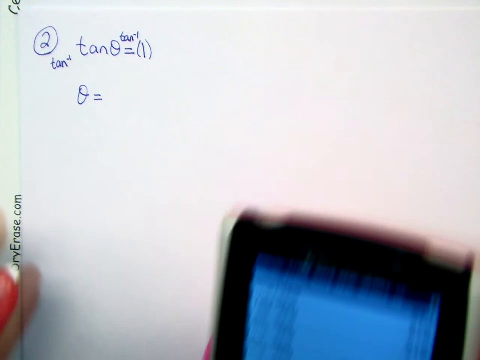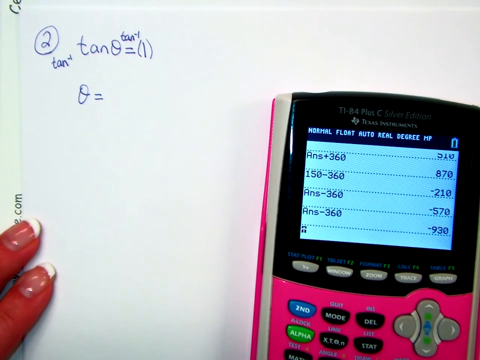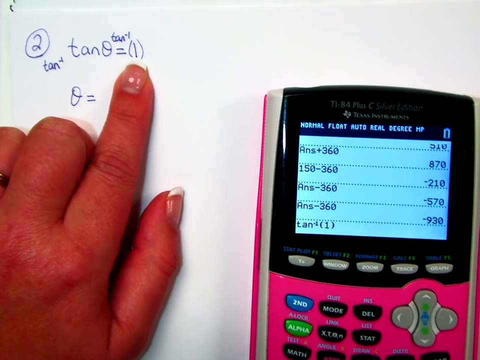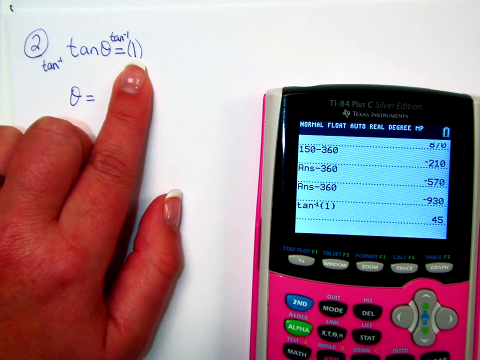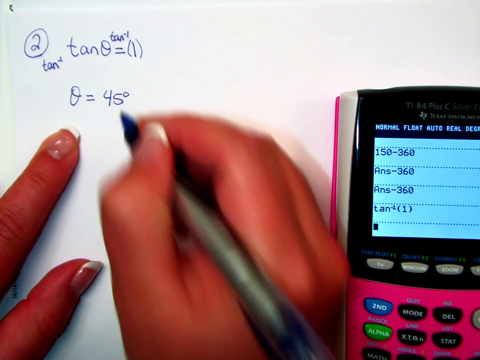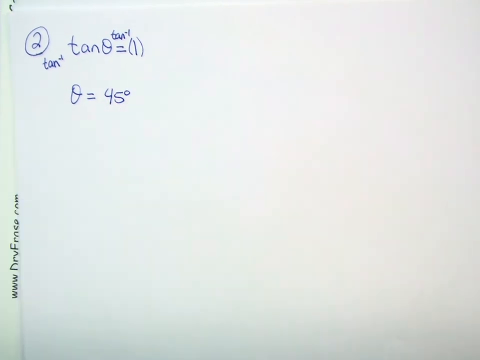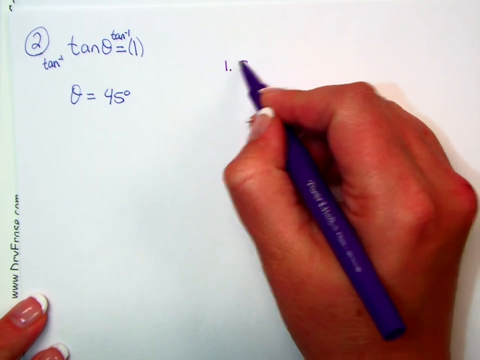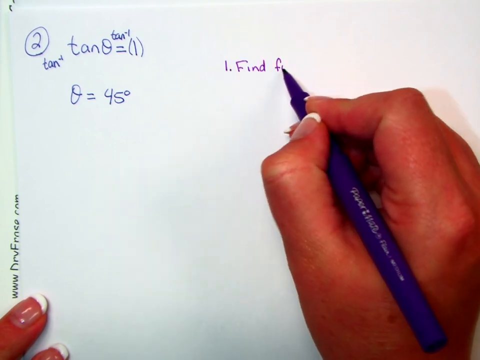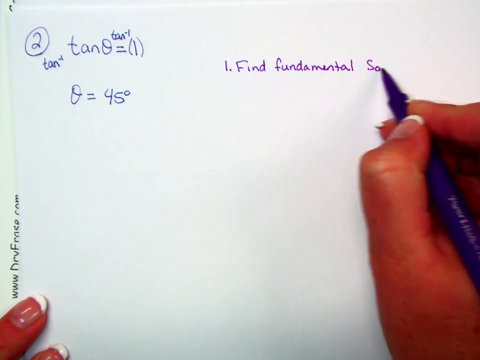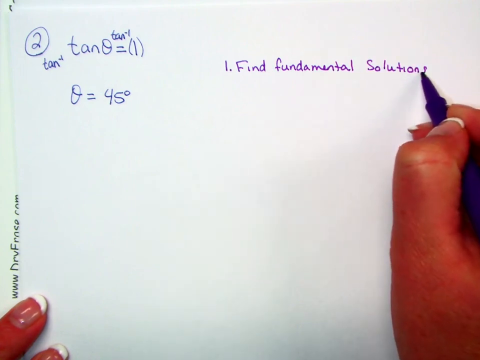okay? So if I do tan inverse of 1, maybe you know this answer, right? What angle would give you a tangent of 1? Okay, the answer is 45 degrees, right? All right, so we want to find all the fundamental solutions, okay? So number 1, let me go ahead and find the fundamental solutions. Those are all the solutions within one period.